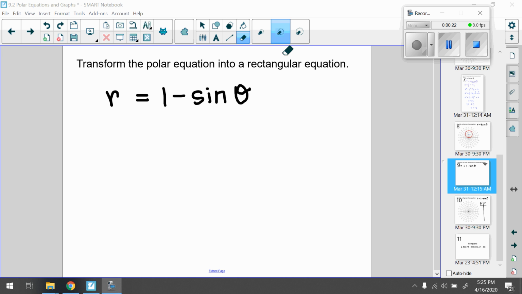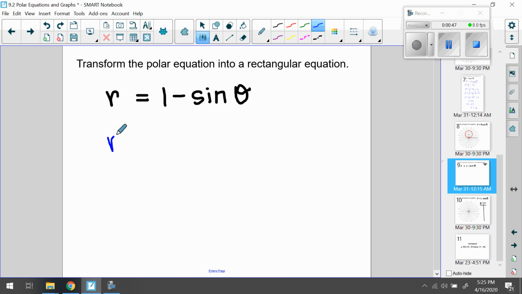So I've got r equals 1 minus sine theta, and I don't really know what this is going to look like in my graph, so I think I'll start by changing it to a rectangular equation like it suggests. So I think I'm going to try multiplying r on both sides. I think squaring both sides is going to get kind of messy because I'll have to FOIL and I'll have a sine squared, and that doesn't look too familiar to me.